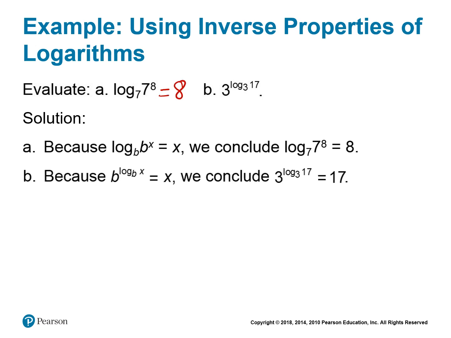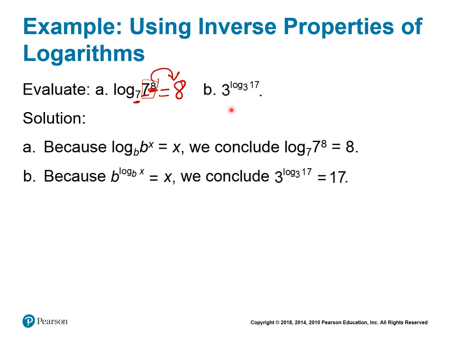Because the subscripted number and the base of this entire exponential expression are the same, the evaluated logarithmic value is going to be whatever this exponent is, 8. All right. So let's read the solution they've given here. It says because log base b of b to the power x equals x, we conclude that log base 7 of 7 to the power 8 equals 8.